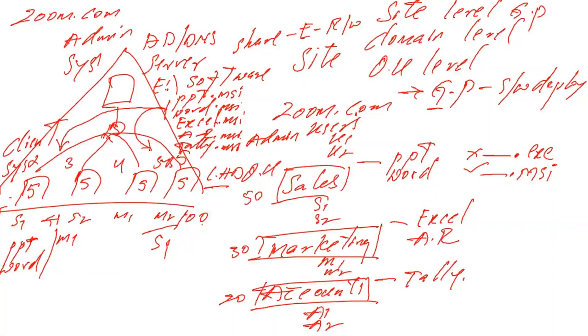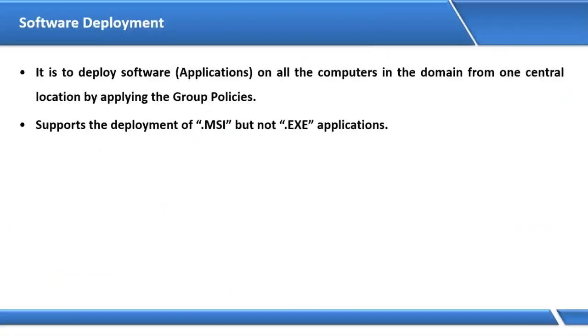So on the application, now tell me, we have security. Yes, on the application we are doing centralized management. We are saving time and we are serving the application in the network. The user can log in to any machine and access their application here. This is possible with the help of software deployment. That's why you can see on this page it is written software deployment. It is to deploy the software, meaning applications, on all computers in the domain from one centralized location by applying group policies.